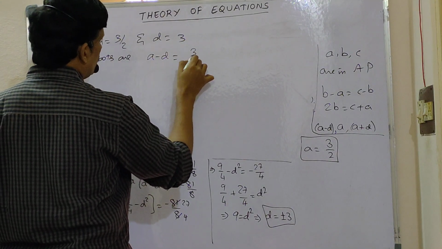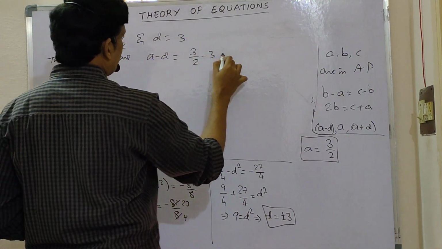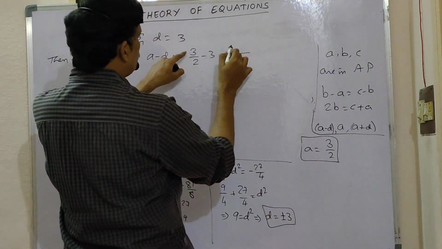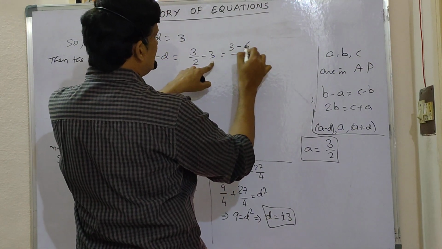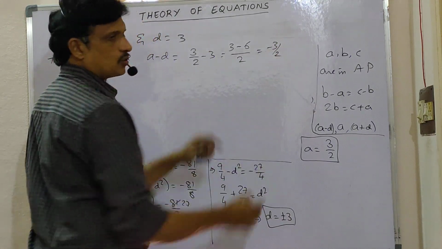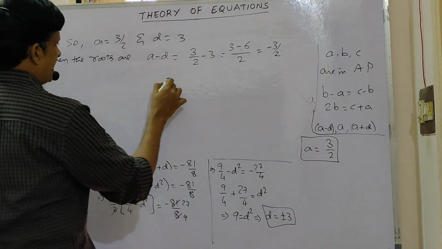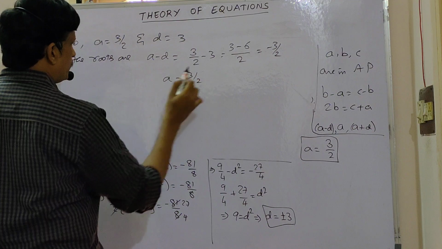First one is A minus D. That is equal to A, 3 by 2, minus D, which is 3. So 2 is the LCM. This will be 3 minus 2 into 3, 6. That is minus 3 by 2, the first root. Second root is A itself, that is 3 by 2.